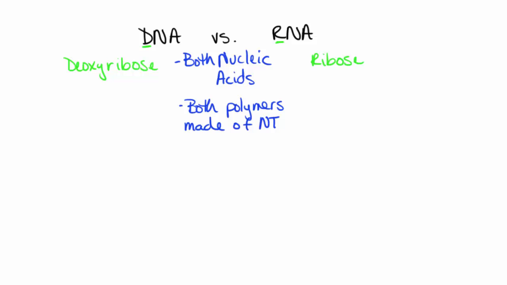So that's one difference. There is going to be a base difference between them. In DNA, the bases are A, T, C, and G. Okay, so that's the bases. And when we're talking about RNA, the bases are A, U, C, and G. So this U gets swapped out for the T when we're talking about the two different nucleic acids. So that's another difference.